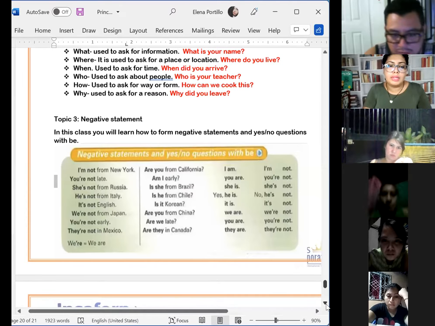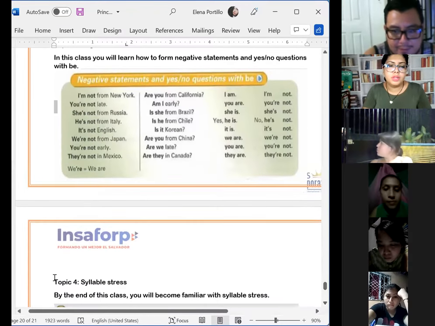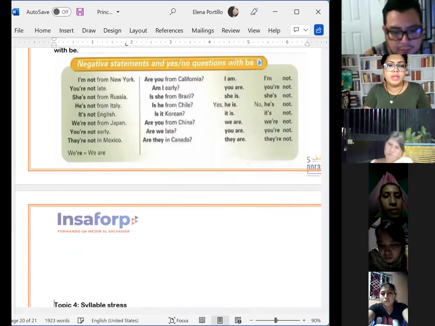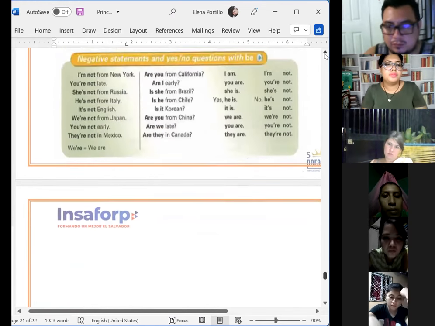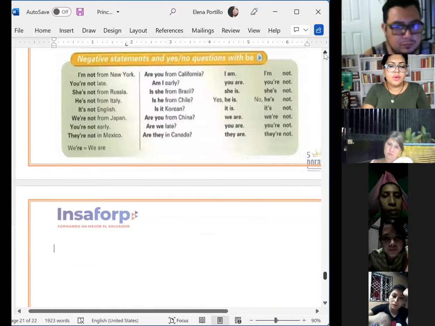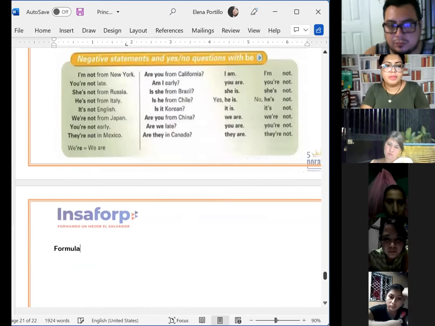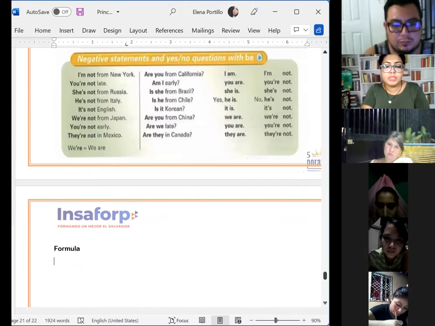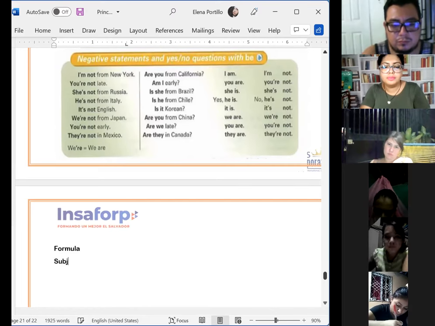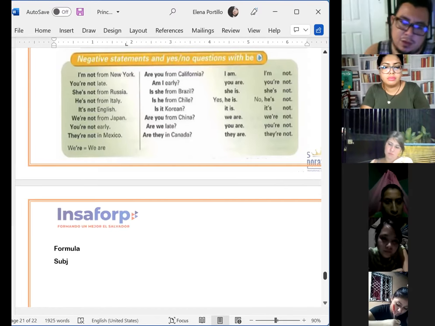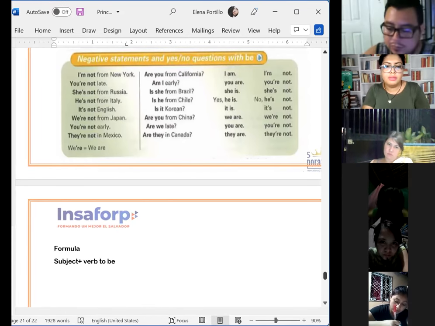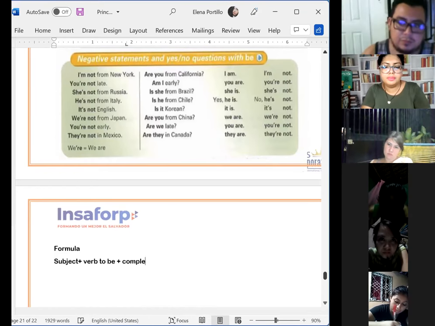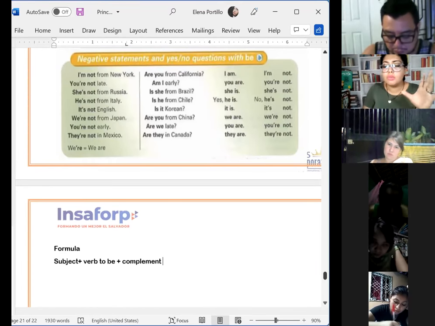Vamos a comenzar con esa parte. So, we're going to move this one because this is not for today. So, we have here, formula. Vamos a tomar la fórmula que ya habíamos visto. Subject plus verb to be plus complement. Esta es nuestra fórmula base.